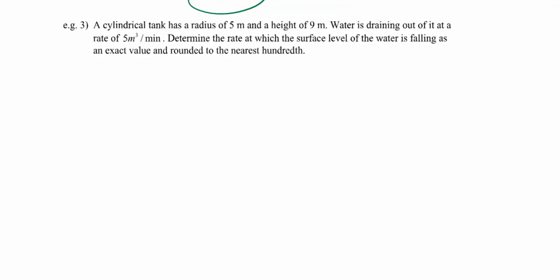So we have a cylindrical tank, has a radius of 5 meters and a height of 9 meters. Water is draining out of it at a rate of 5 meters cubed per minute. Determine the rate at which the surface level of the water is falling as an exact value and then as a rounded value to the nearest hundredth.